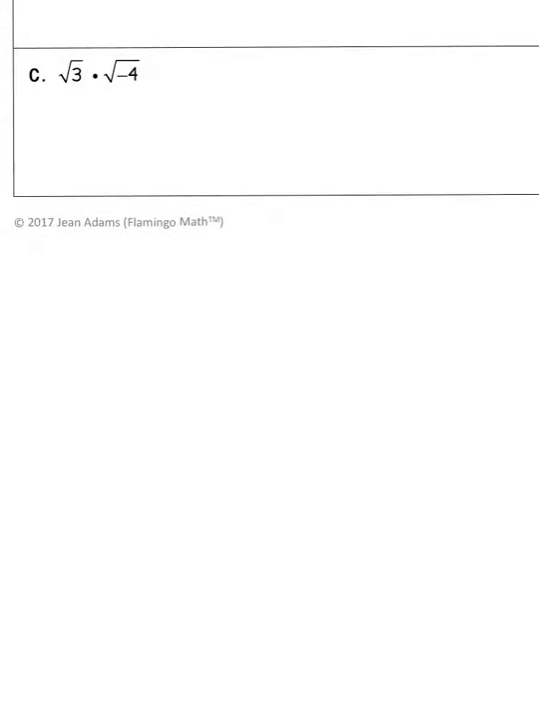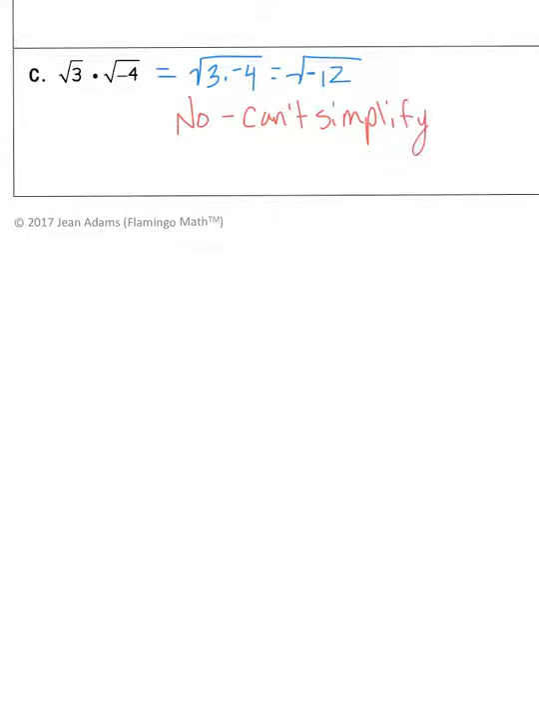Look at C. This time, we have the same indexes because they're both square roots, but the problem is this is a negative. You cannot take an even root of a negative value. You don't get a real answer. So although you can multiply them, you just can't simplify them. They have the same indexes, so I can multiply what's underneath, and I would get the square root of negative 12, but the question is, can you simplify this? And the answer is no, you can't simplify. There is no real root due to that negative underneath the even index. We will talk about how we will take the square root of a negative number later.